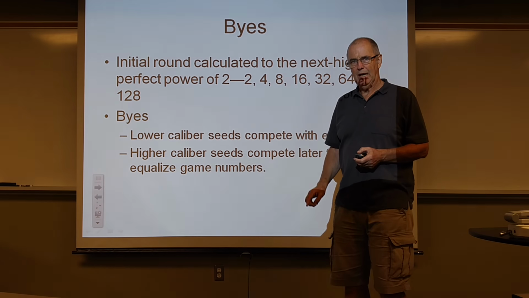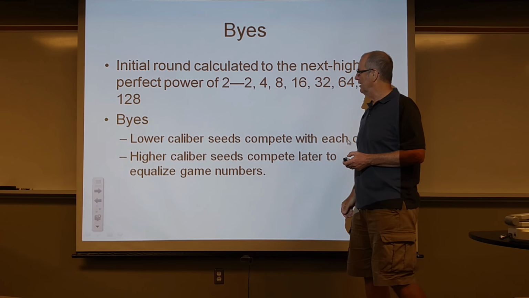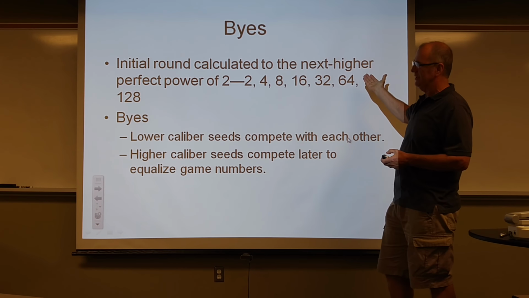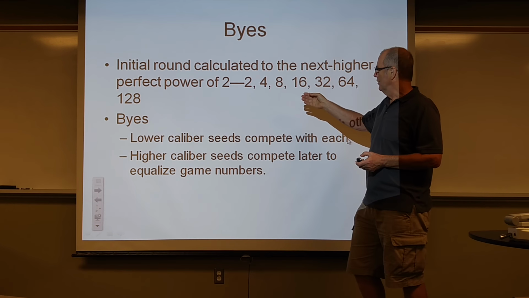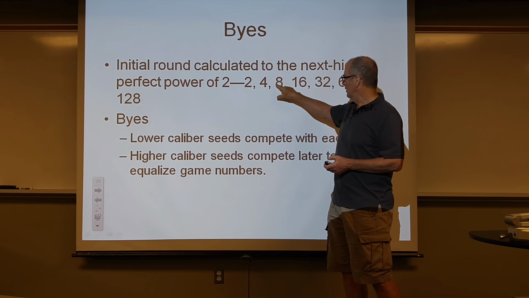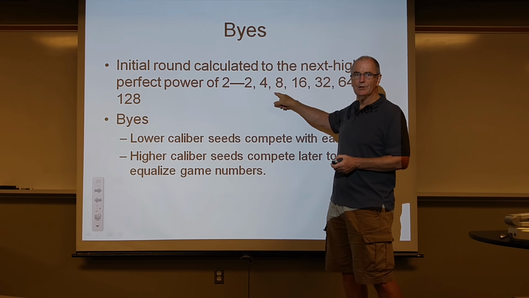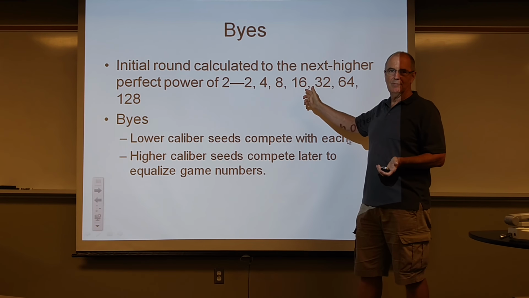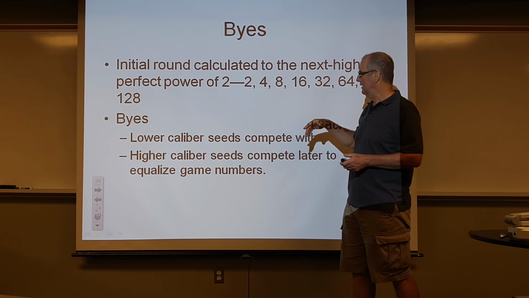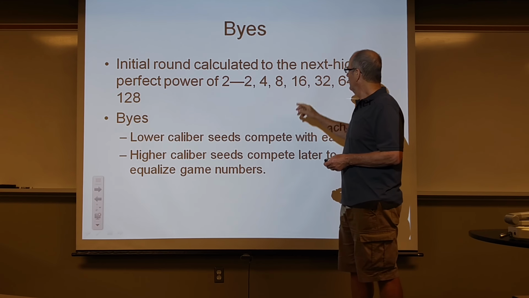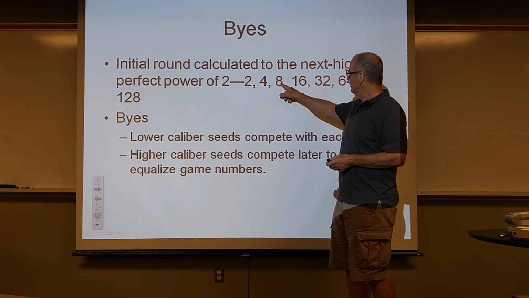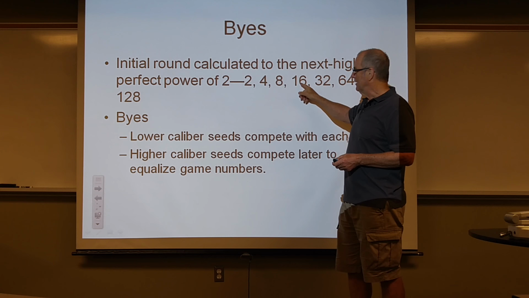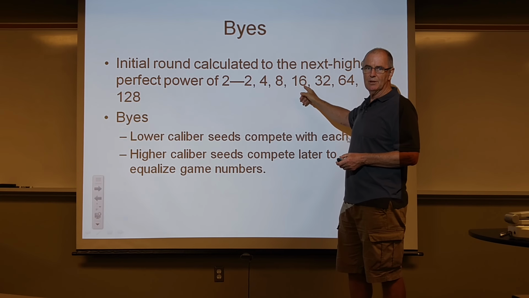Let's talk a little bit about byes, because we talked that through. In the initial round, it's always calculated to the next perfect power of 2. So in our case, we had 6 teams, so we would have a bracket with 8, and 2 teams would have a bye. 4 would not be big enough, 16 would be too large. But if we have, let's say, 11 entries, then it's too large for 8, so it would be a draw of 16 is what it would look like. If there was 11 entries, 5 of them would get a bye.